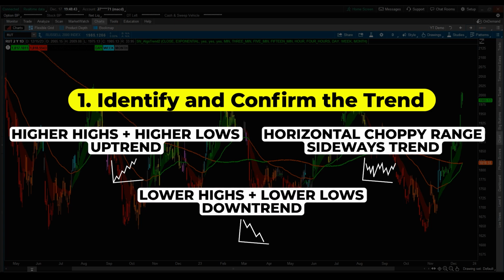Now, if you ever have doubts as to what trend you're in, zoom out to a bigger time frame to provide you a more clear picture.